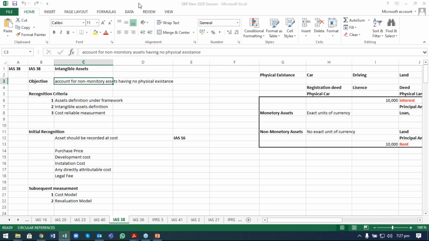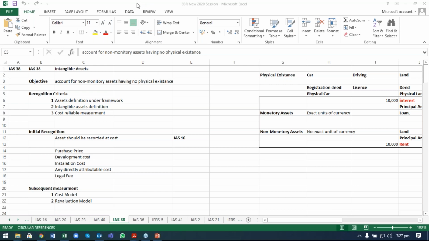So as far as this statement is concerned, if you're looking into the player's contract, the player has a physical existence. So how can you account for that within IAS 38? Yes, players have a physical existence. So why do you think that it should be accounted for under IAS 38?